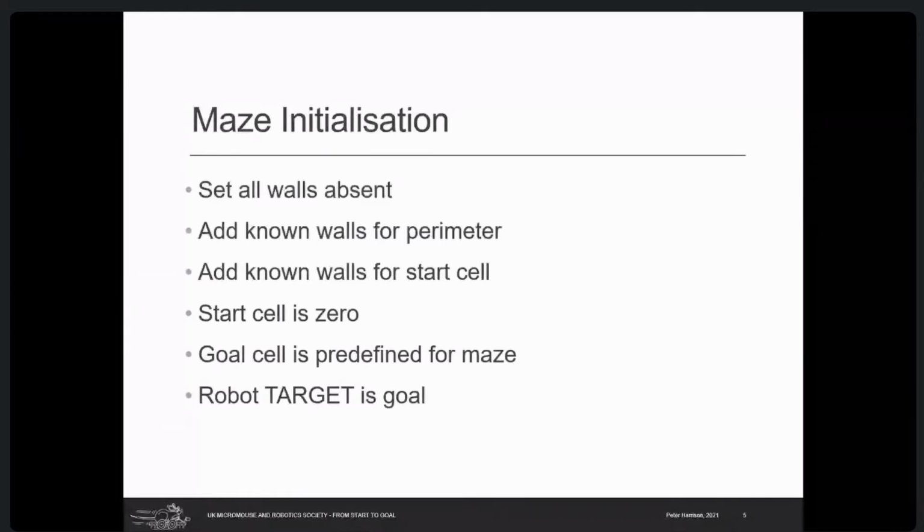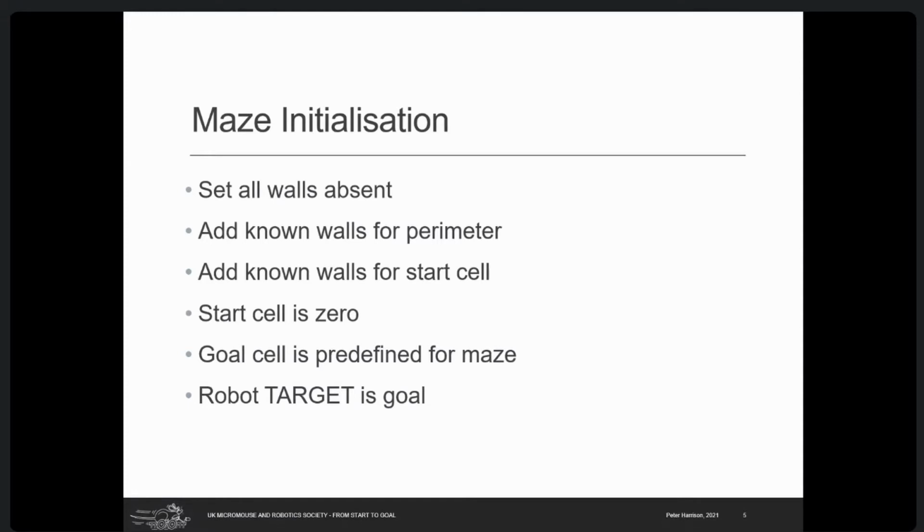For me, the start cell is 0, and I use a single goal cell for the algorithm, which for a classic maze would be 7-7 or 8-8. And by 7-7, I mean 7 cells across and 8 cells up. So it's an XY coordinate. And we set the robot target to the goal.